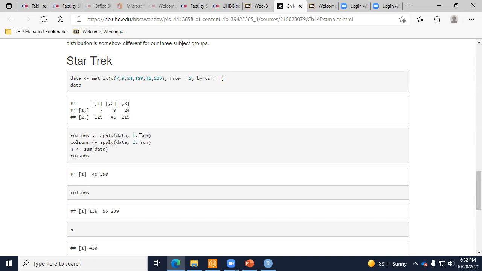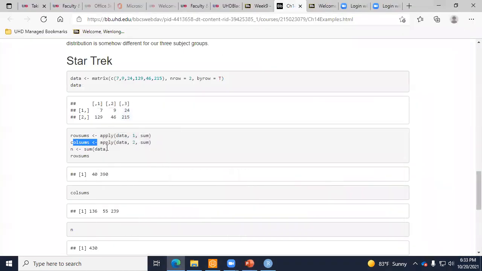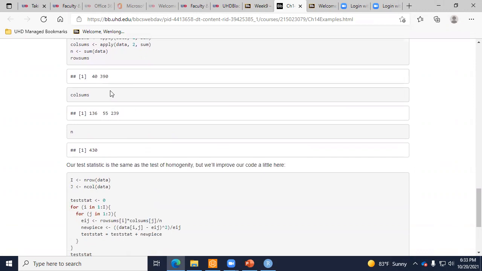This is taking the sum over rows. So 1 means the rows of this matrix, and 2 means taking the sum over the columns of this matrix. This will give you the row sums and column sums, or you can just copy them from here. And N would be the total of your N_ij. So this is to show you what they are.